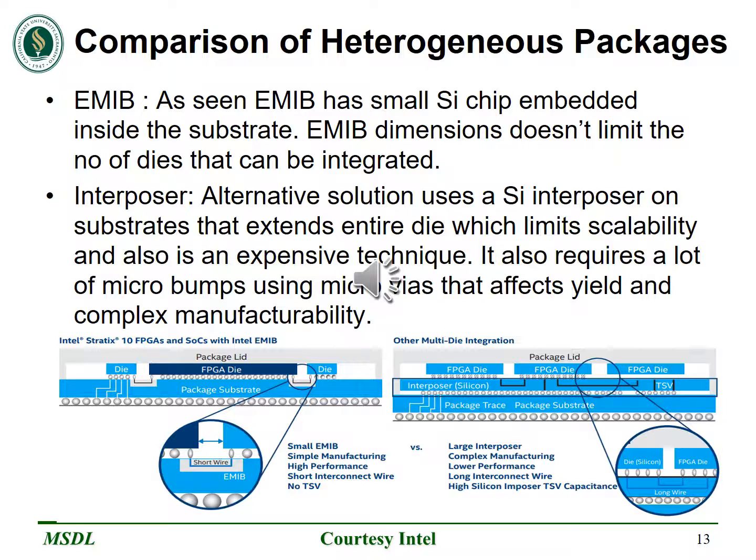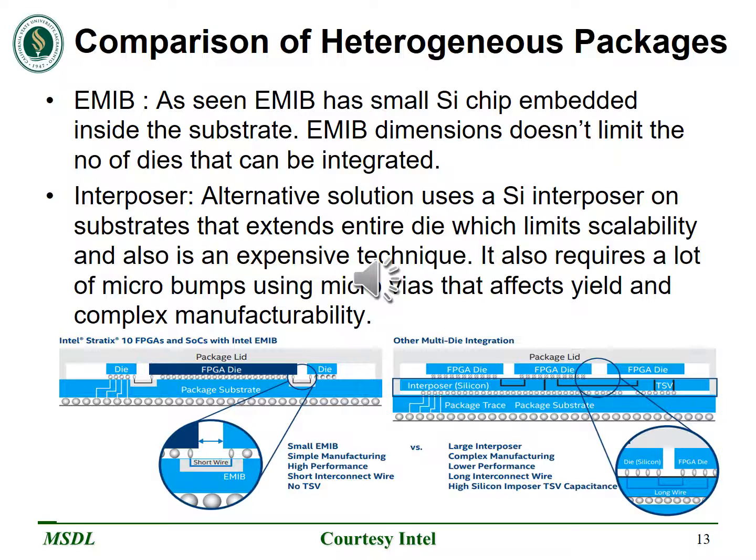Here, let's compare the heterogeneous packages, that is EMIB and the silicon interposer. Coming to the EMIB, as we can clearly see in the figure, the EMIB has a small silicon chip which is connected from the FPGA die to the dies on either side.